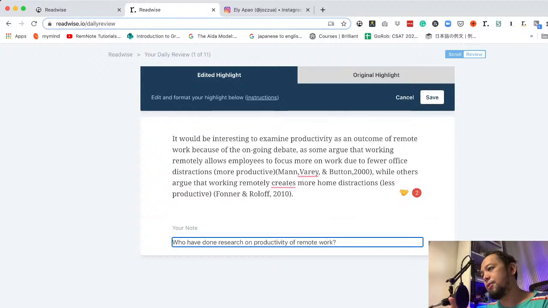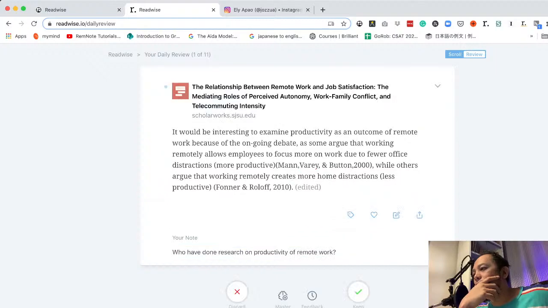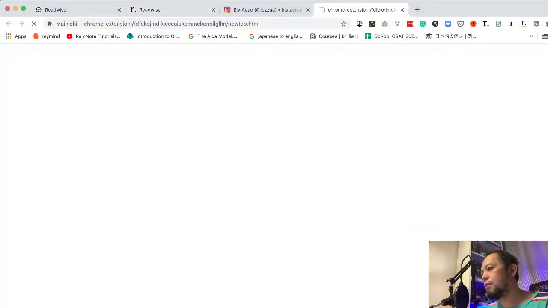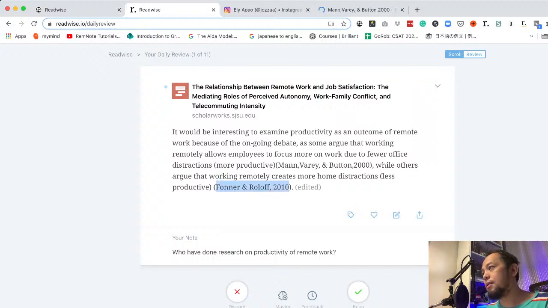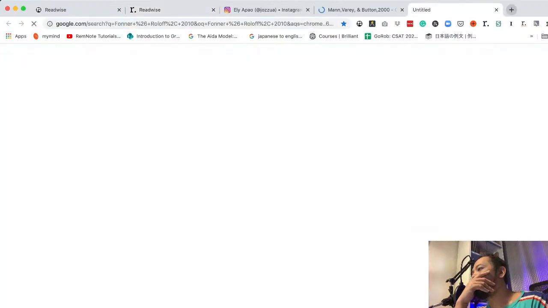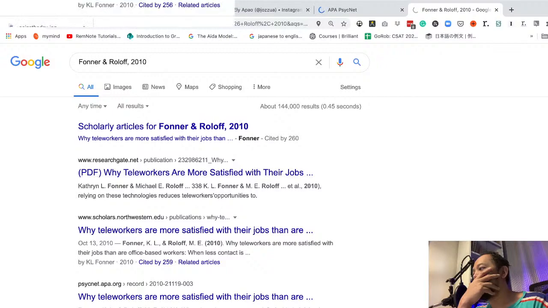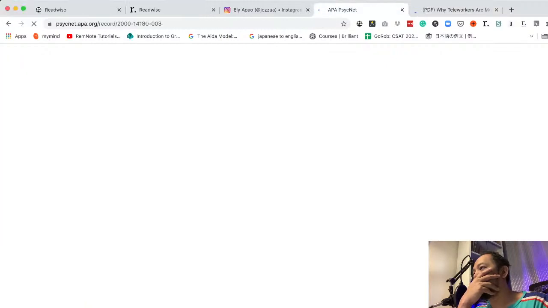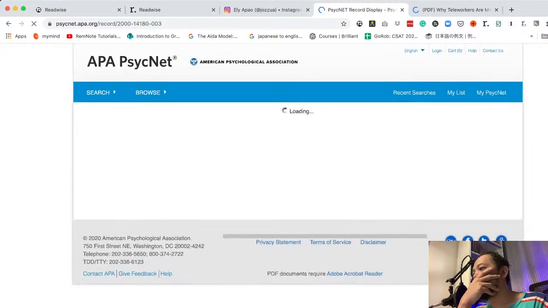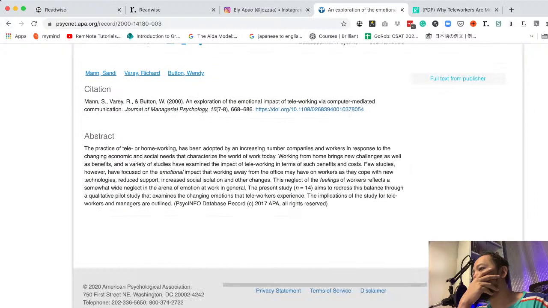So it's Manvary put in 2000, then Fonin Roloff in 2010. Why don't I actually look for this and then add it to my hypotheses right now if it's available? See the impact of telework. I wonder if this is available publicly. It's not available. Oh, that's sad.